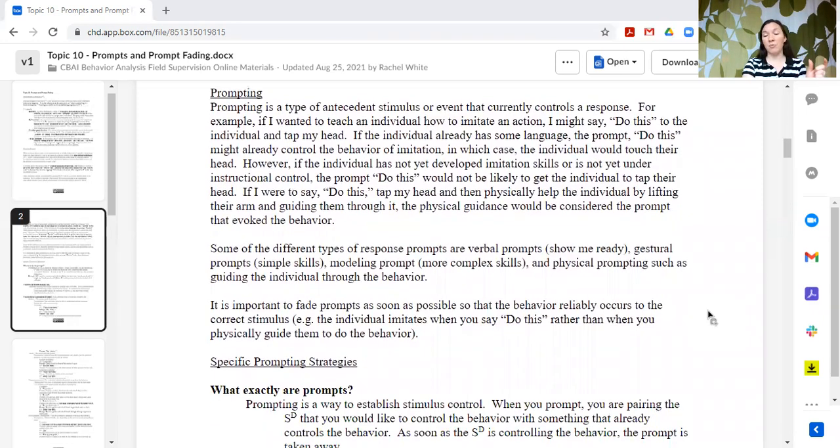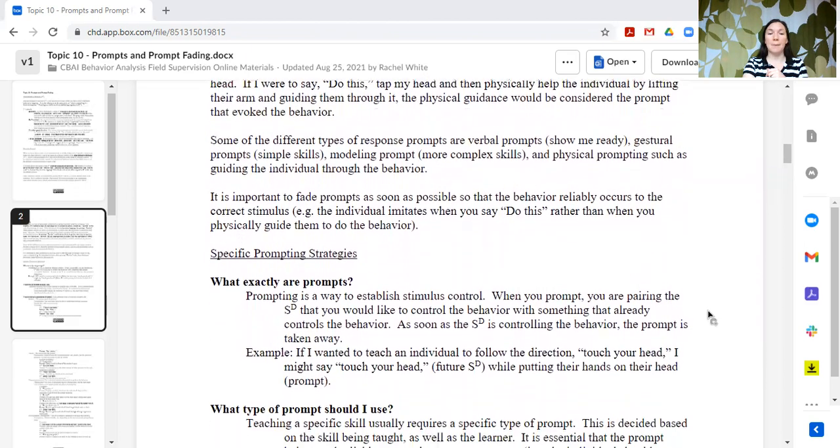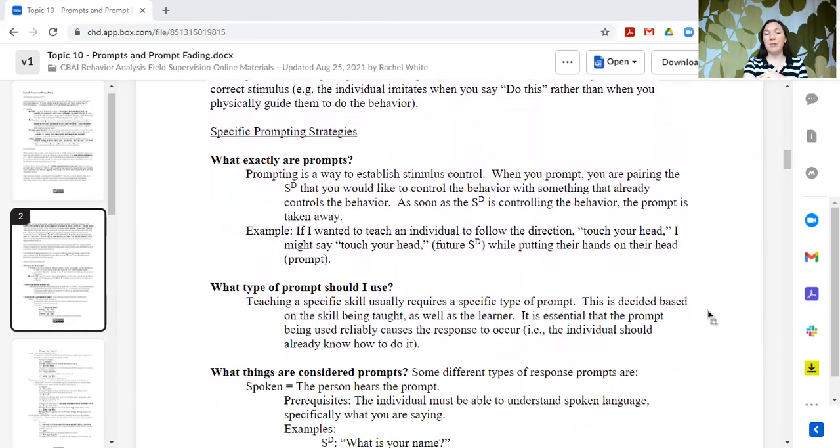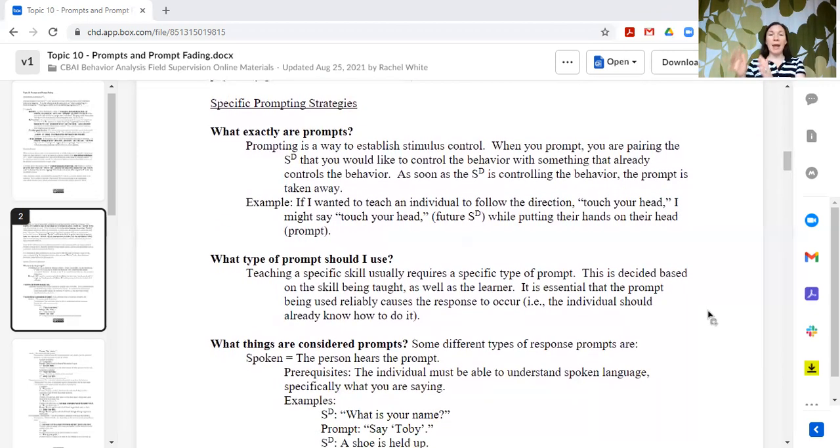It's important, and we're going to talk about fading in a little bit, to fade the prompts as soon as possible so that the behavior is reliably occurring to the SD that you want and not to the old prompt. And we're going to talk about what those fading strategies will be in a minute. So prompting is a way to establish or create that stimulus control. When you prompt, you're pairing what you want to become the SD with something that already is an SD for that behavior. Once the new cue is evoking the behavior with the prompts, then we want to fade out those prompts and just have that new cue serve as the SD for the behavior.